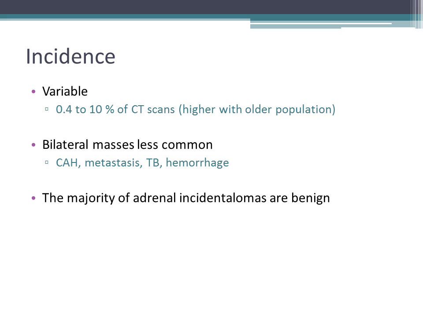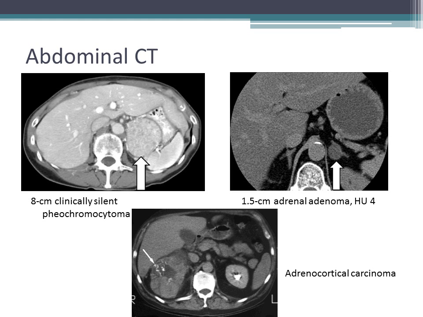Now, people can also present with bilateral masses, and you can see that in congenital adrenal hyperplasia, metastasis, tuberculosis, hemorrhage, so keep that in mind. The majority of adrenal incidentallomas are benign. This is a very important piece of information to deliver to your patient right away.